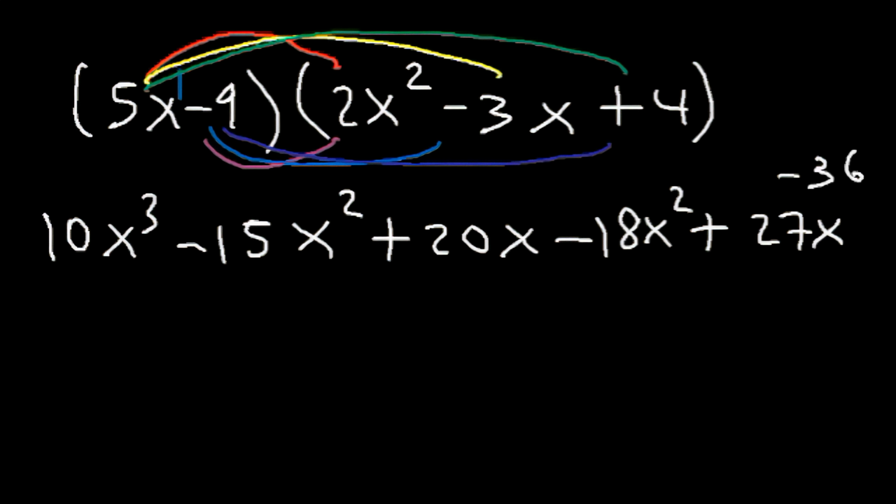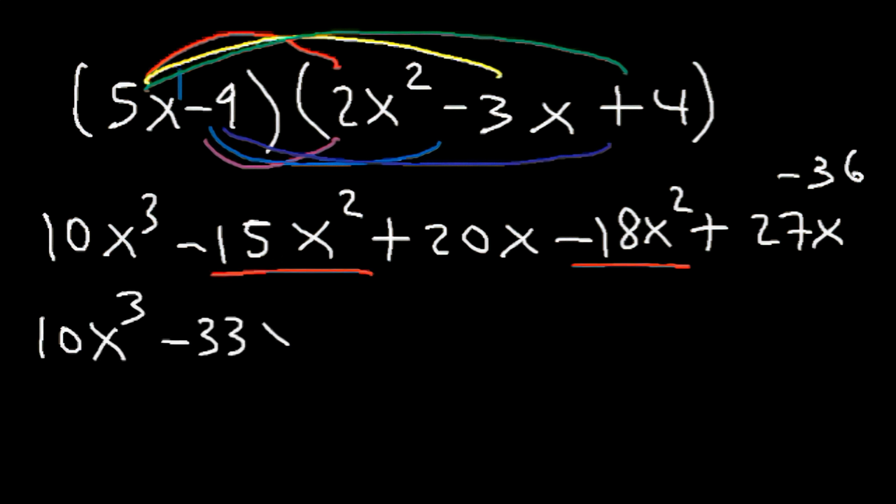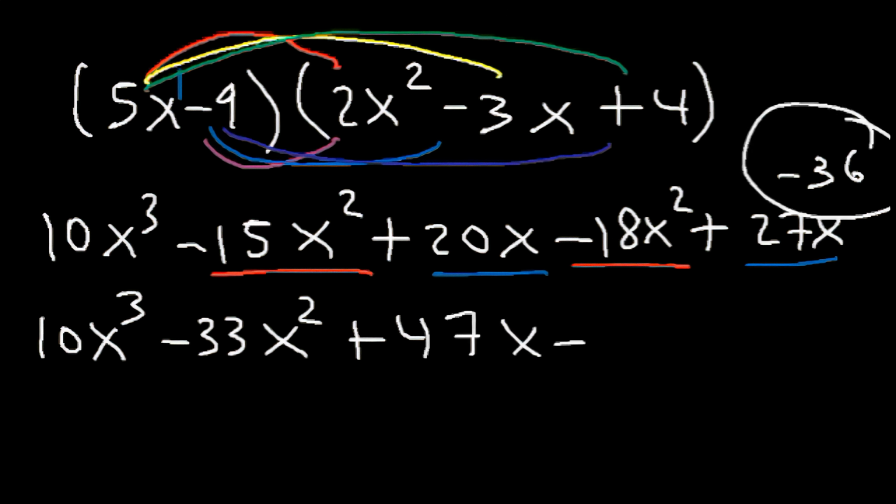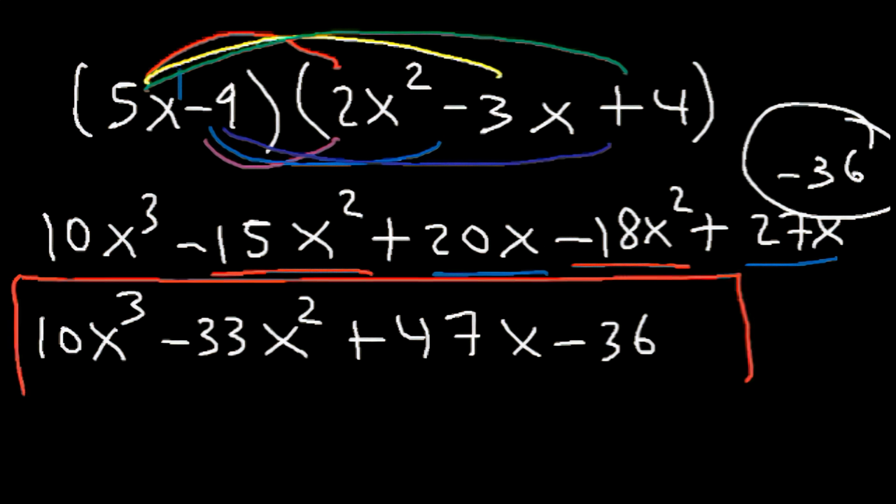So now let's add like terms and let's arrange it. So we have 10x cubed. We can combine negative 15 and negative 18. That's negative 33x squared. And we combine these two: 20x plus 27x, that's 47x. And there's nothing to combine the negative 36 with, so we're just going to leave it as negative 36. So this is the answer to this particular problem.